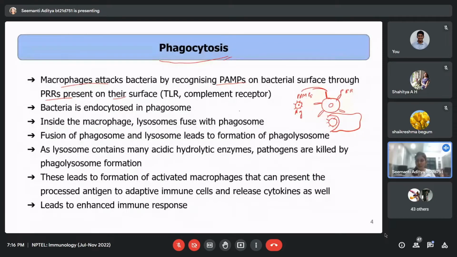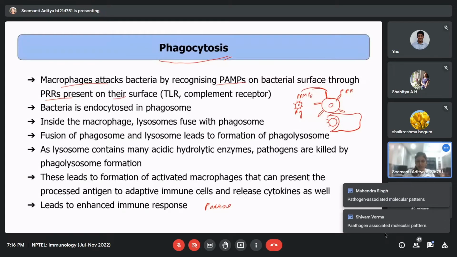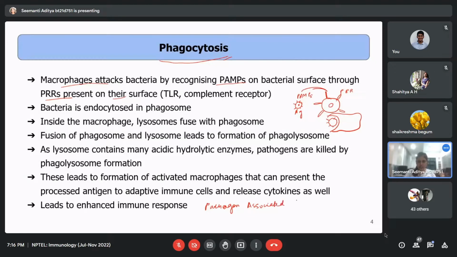Okay, so the full form of PAMP is pathogen associated molecular patterns. And PRR stands for pathogen recognition receptor.